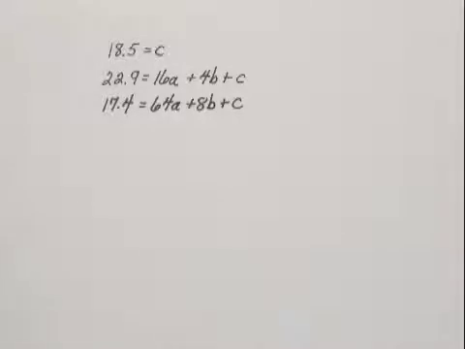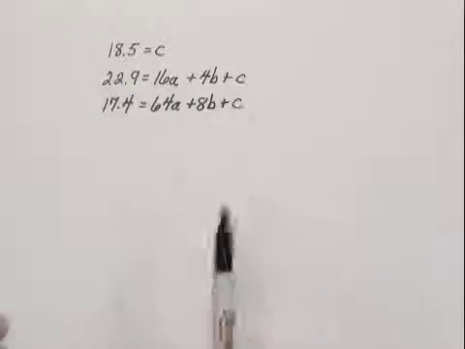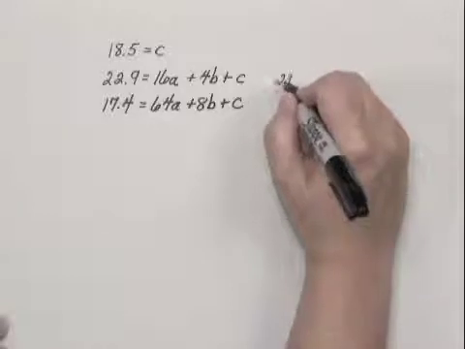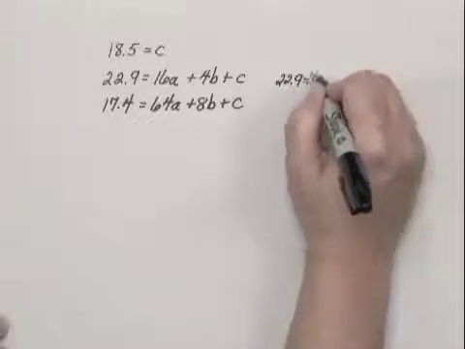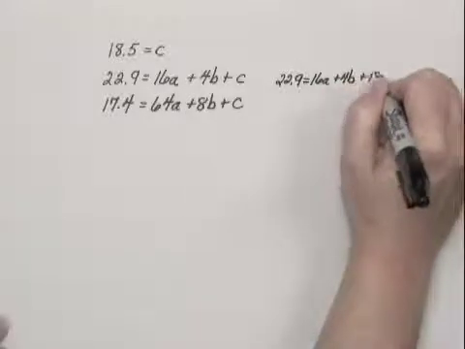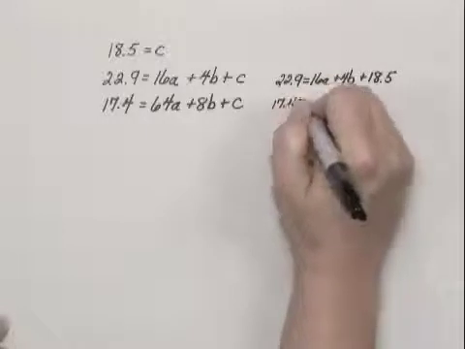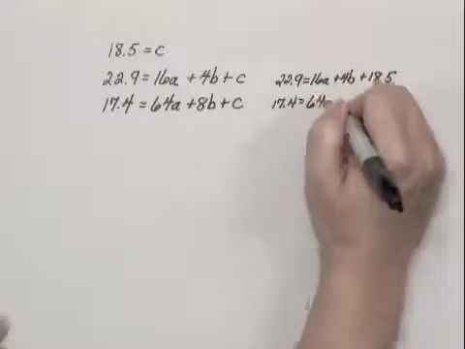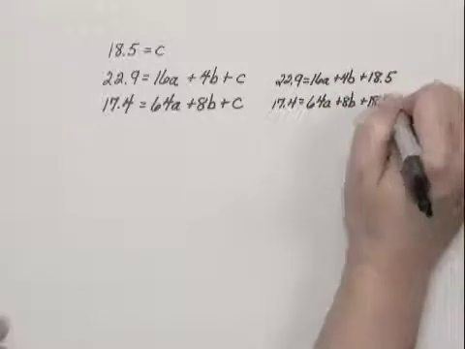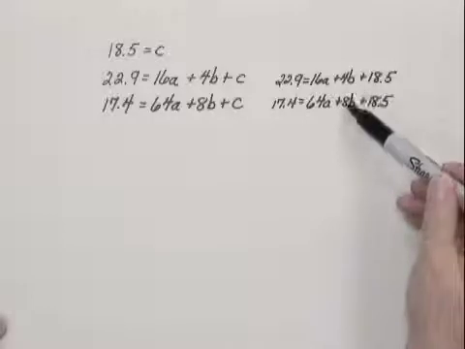So what we can do is substitute 18.5 for c in the other 2 equations. That would make them look like 22.9 equals 16a plus 4b plus 18.5, and 17.4 equals 64a plus 8b plus 18.5. So we would be left with a system of 2 equations in 2 unknowns.